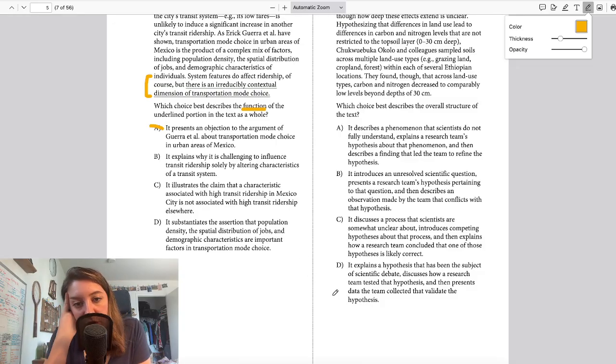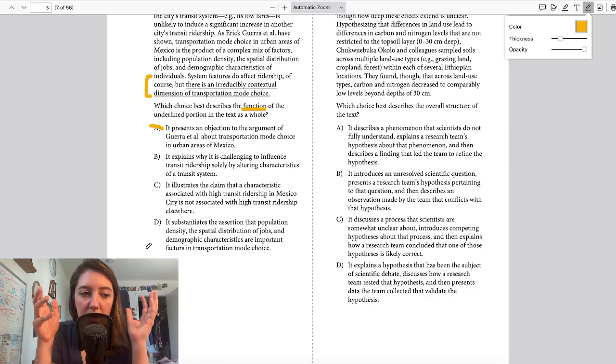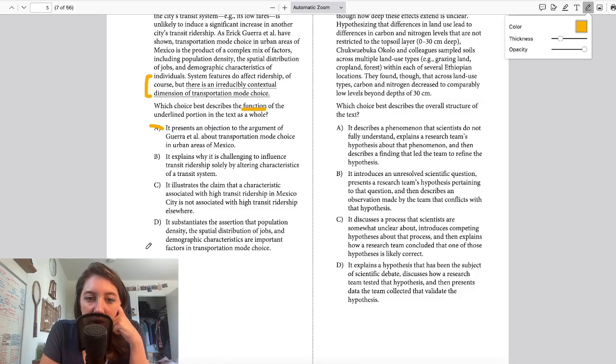So let's go to B. It explains why it is challenging to influence transit ridership solely by altering characteristics of a transit system. I like this because it's not just about system features, it's grouping system features as this category of interest, and then saying there's all this other noise in the data as well. So this answer choice is correctly assessing what the paragraph is considering. So I like B. Let's hold on to it. C says it illustrates the claim that a characteristic associated with high transit ridership in Mexico City is not associated with high transit ridership elsewhere.